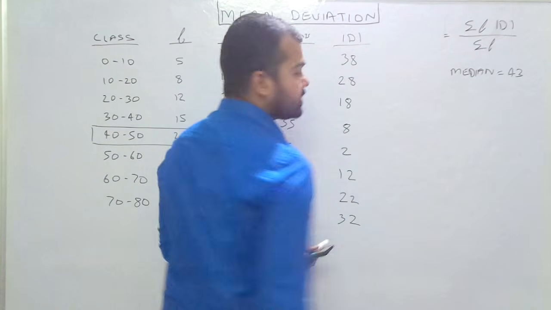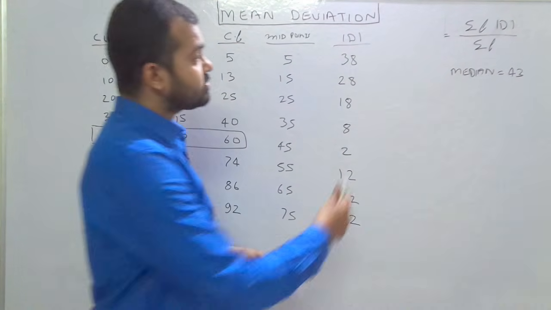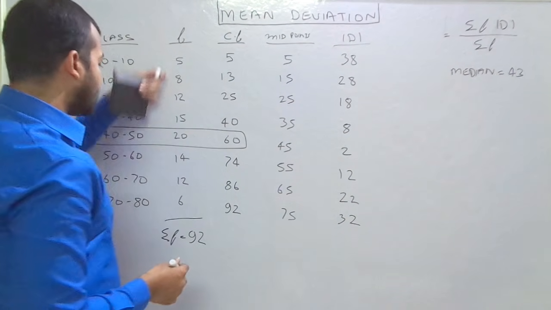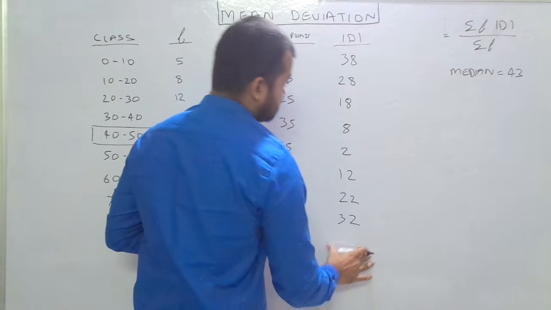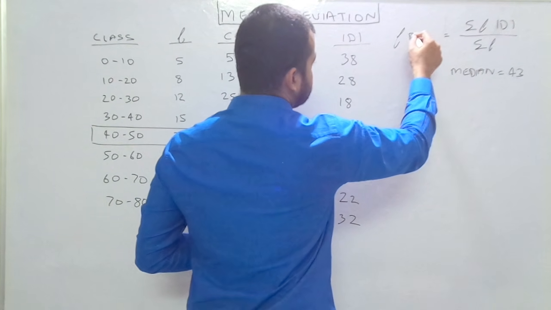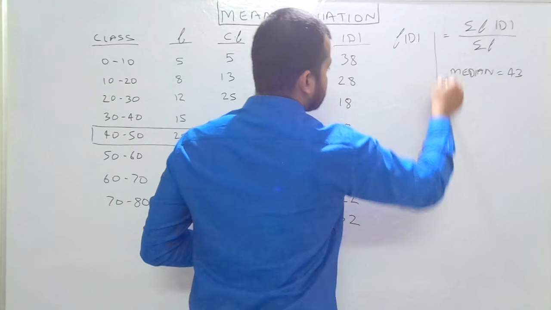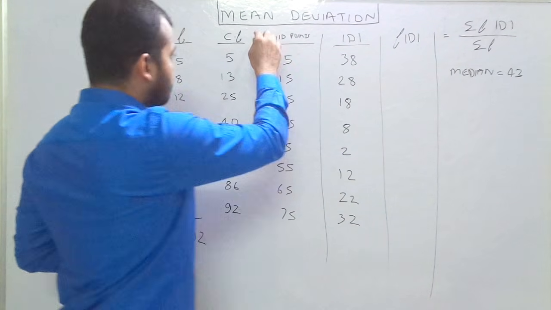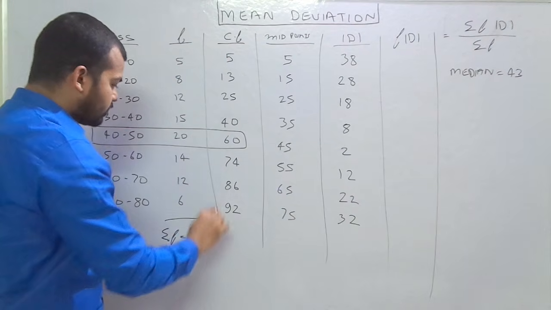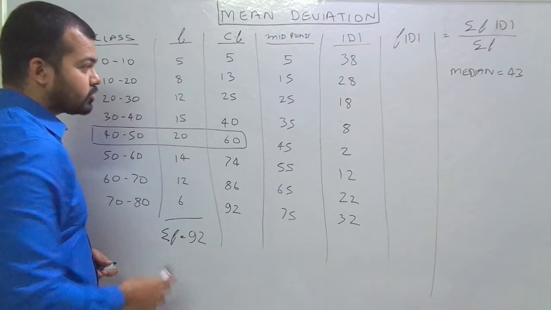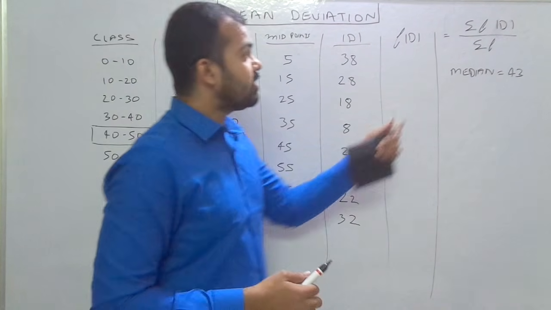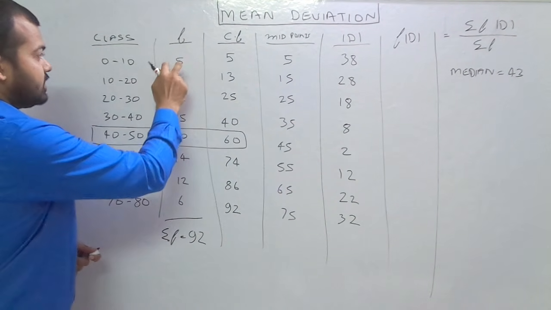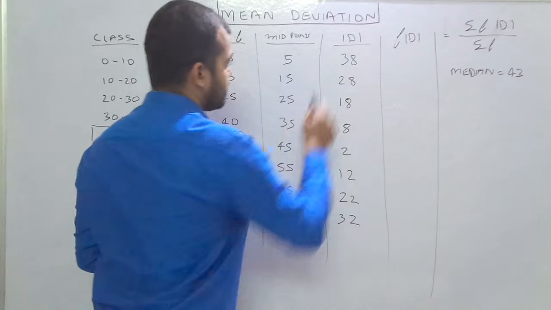In order to calculate the numerator of the formula, which is summation f|d|, we need to multiply this f column with these deviations. So f d. One of the best ways to solve the question is, first we write the formula and then we calculate the numerator of the formula. The numerator of the formula is summation f d. So it means the next column will be of f d. Here this is f and this is d.